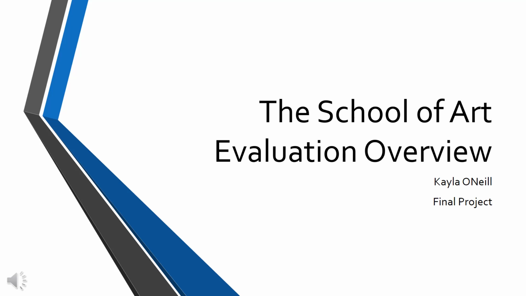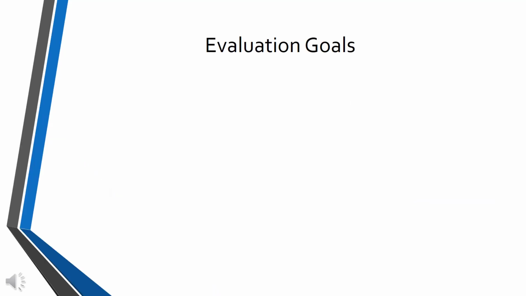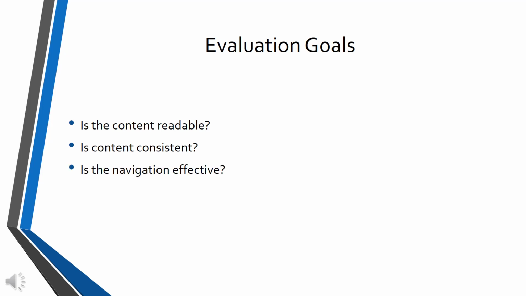We evaluated the Yale University School of Art website to understand what isn't working and where we can make improvements. During our evaluation, our goals were to understand the content on the website. Is it readable? Can users clearly understand the content presented to them? Is the content consistent with the main Yale University website? Is the navigation effective? Does it provide users with a clear overview of what the website offers? Overall, we wanted to understand what's working and what isn't.